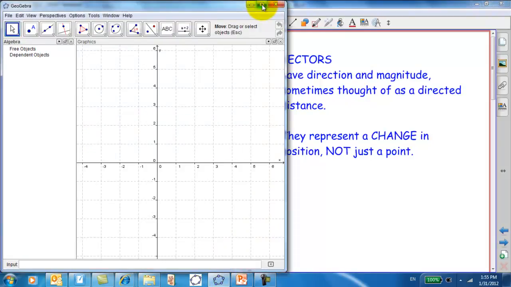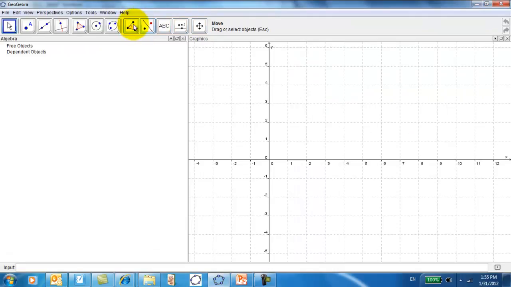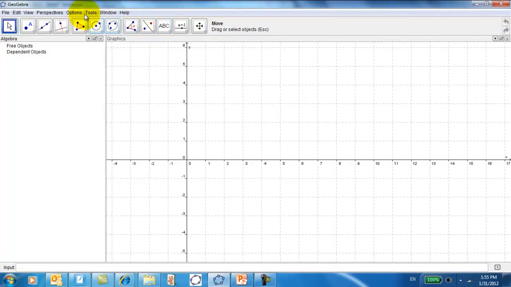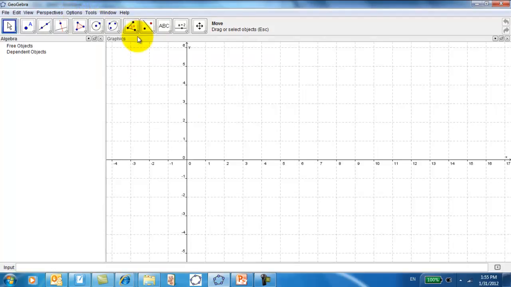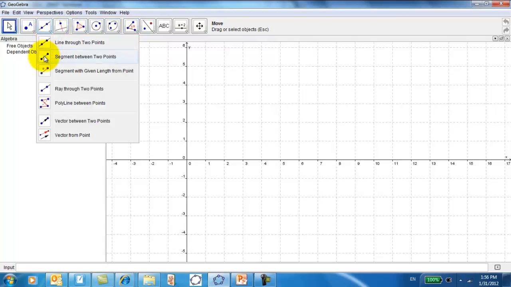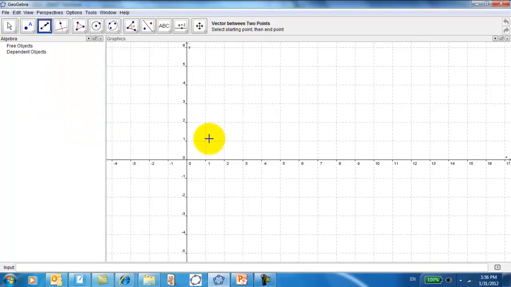First thing you want to do on GeoGebra is have it snap to points. We'll keep the grid and everything like that. But under Tools, under Options, do Point Capturing, Snap to Grid. Now, notice we have lines over here, down here, vectors between 2 points. And now you can see what's meant by a vector.